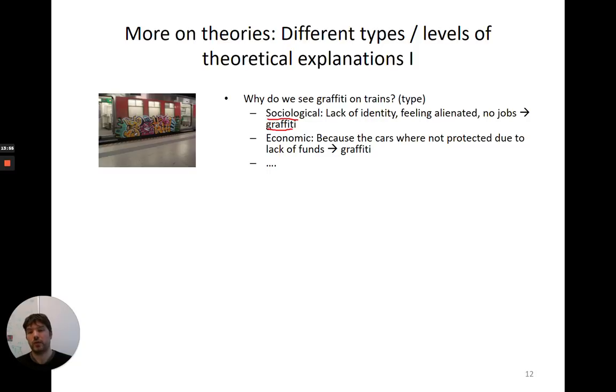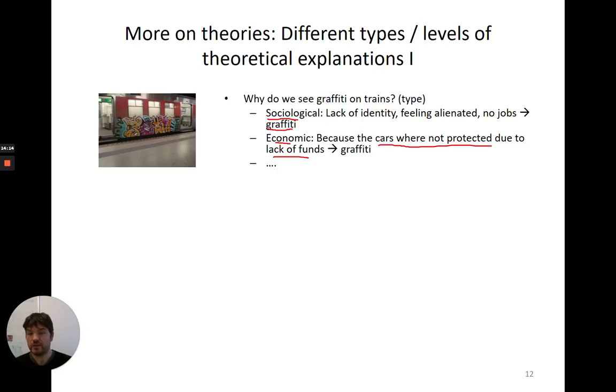But one could also go for an economic explanation and say, well, theoretically, the reason why we see more graffiti on trains is because the cars were not protected, because we didn't have the funds to do so. So the companies that own these cars, they couldn't protect them. So economically speaking, this is the reason for why we see more graffiti.